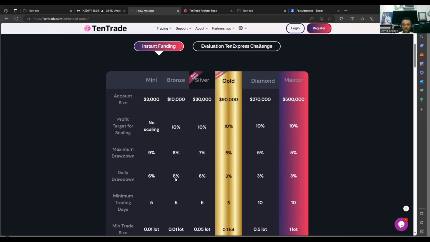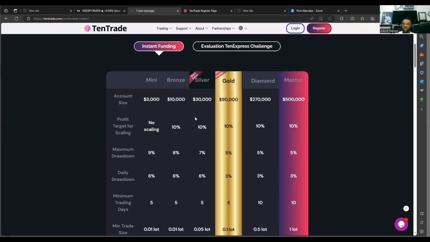This is fantastic. So let me repeat what I'm saying in case you don't understand. Profit target for scaling simply means making 10% out of your $10,000. Once you've made that, which is $1,000, 700 goes to you, 300 goes to the company. So if you want to scale up, you can scale up to $30,000 by spending $700 instead of spending $900.